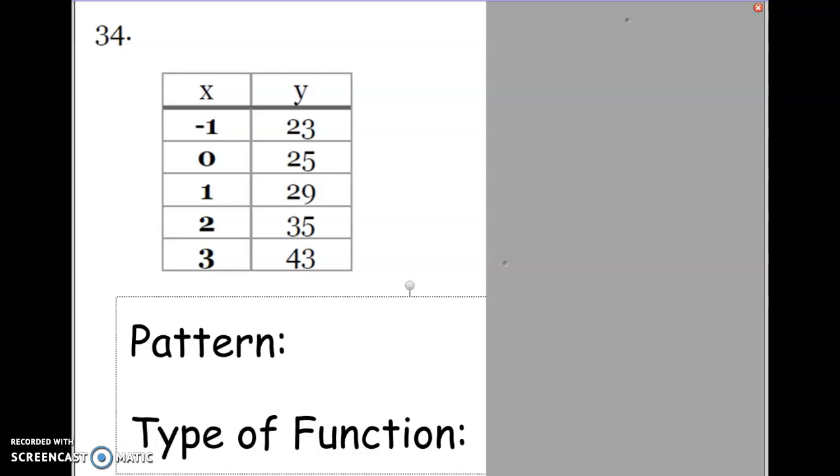So 23 to 25. Have I added, subtracted, multiplied, or divided to get from 23 to 25? Well, the thing that jumps into my head first definitely is plus 2. And then I can keep looking for an adding pattern, although 25 plus 2 is not going to work, so I'm actually adding something different this time. And then 29 to get to 35, I would be adding 6, and 35 to get to 43, I would be adding 8.